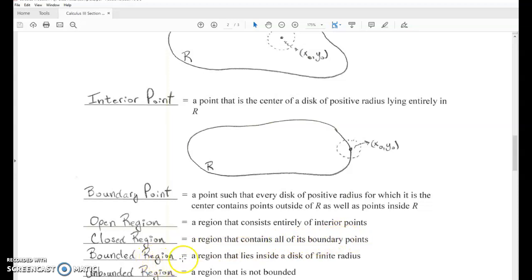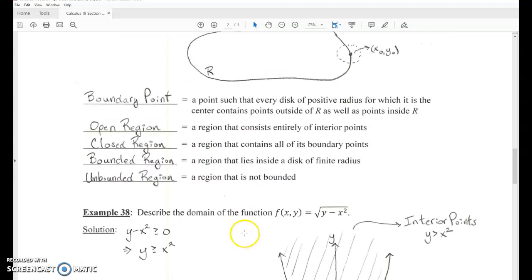A bounded region is a region that lies inside a disk of finite radius. The whole region would have to lie inside a disk. In other words, this example region I drew here certainly is a bounded region. You can find a disk outside of that region. An unbounded region is a region that is not bounded. Okay, it's not bounded.